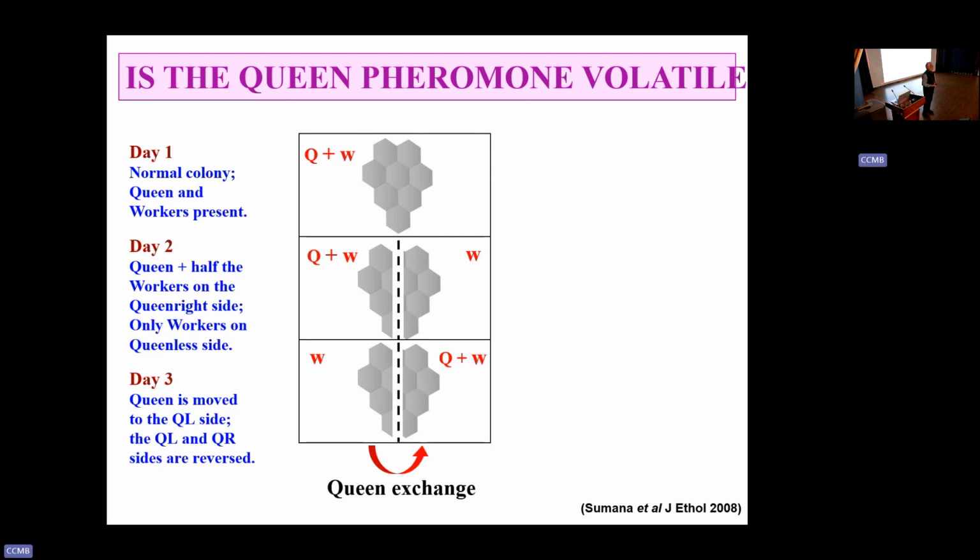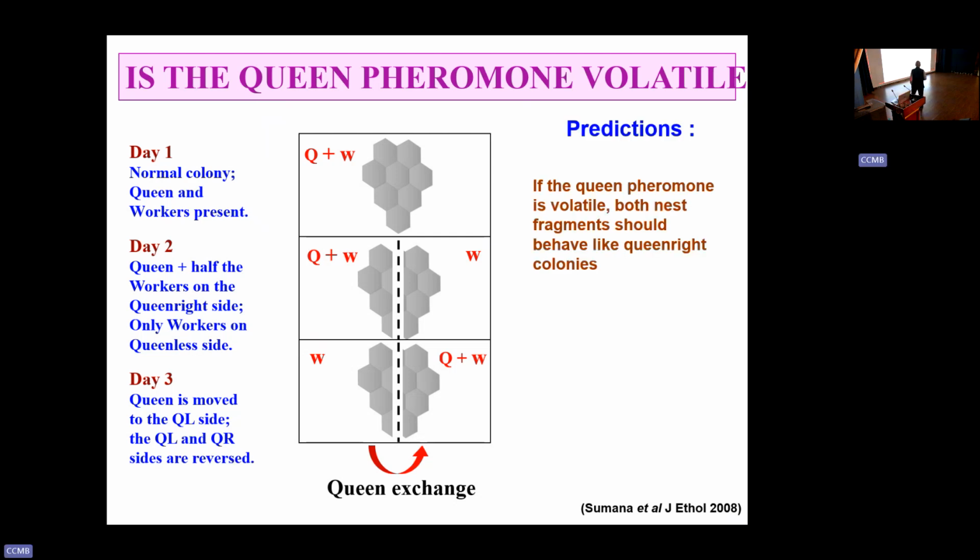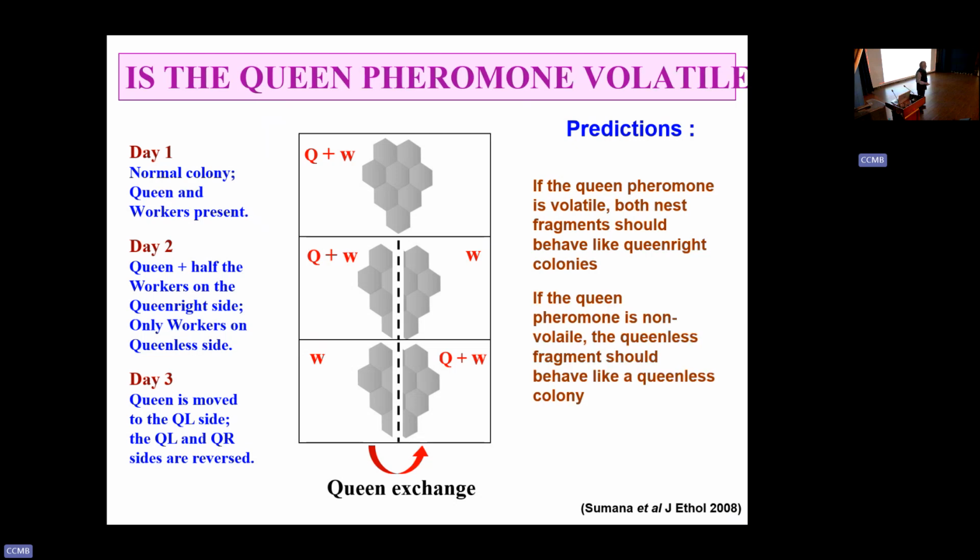Why did we do all of these elaborate things? We had very clear-cut predictions. Our predictions were that if the queen pheromone is volatile, both nest fragments should behave like queen right colonies, because the wasps here will be able to smell the queen across the wire mesh just a few centimeters away. So nothing should happen. On the other hand, if the queen pheromone is non-volatile, very soon these wasps should begin to realize that they don't have a queen anymore, and they should behave like a queenless colony.